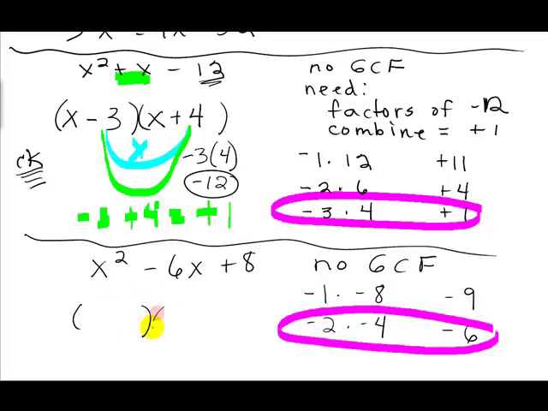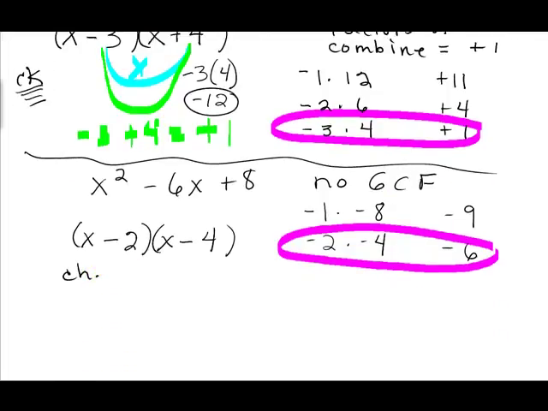Break it down into its two sets of parentheses, x and x. We will have -2, -4, and then check it however you like. I really prefer the little quick method.